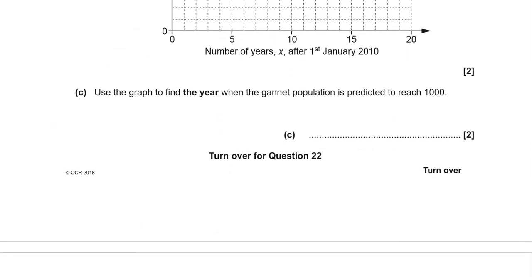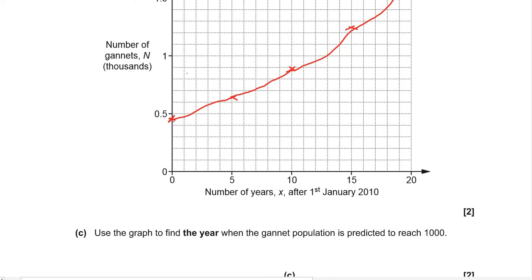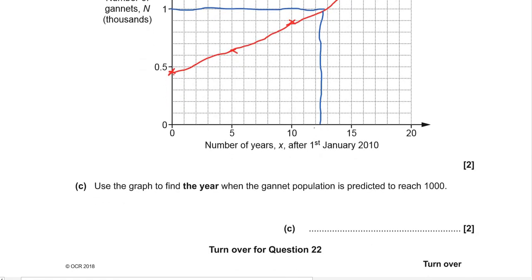Right, use the graph to find the year when the gannet population is predicted to reach 1,000. So 1,000 is here, so we go along until we reach, that's about here, and we go down. Right, so it's slap bang in the middle of 10 and 15, so that's about 12.5. So it's 12.5 years after January 2010. So 2022 is the answer there, as we've done 2010 plus 12.